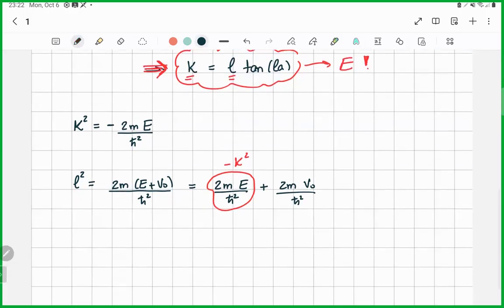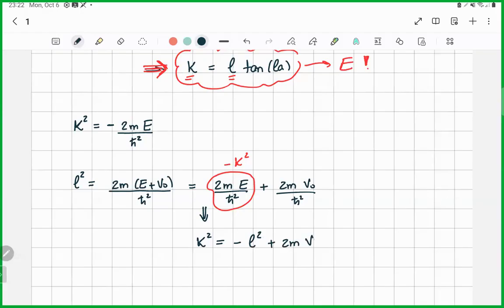But let's continue here. So what I'm doing from here is writing kappa squared. I'm passing this minus kappa squared to the left, so it becomes plus. And now I'm passing this L squared to the right, so it becomes minus.